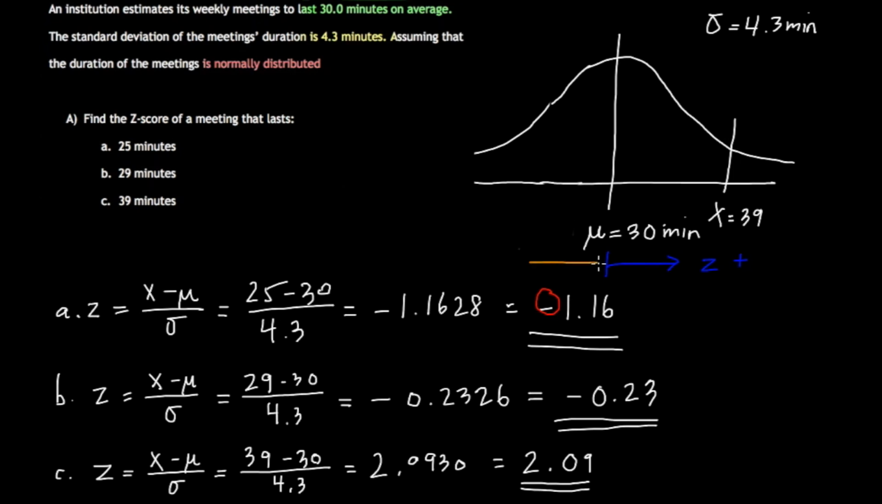Anything below the mean will give you a negative z-score. Now, the reason why the z-score is negative, let's look at our z-score formula. We know that in the numerator, we have x minus mu. So if we think about it, any x's that fall below the mean will equal a negative numerator, which divided by the standard deviation will give us a negative z-score.